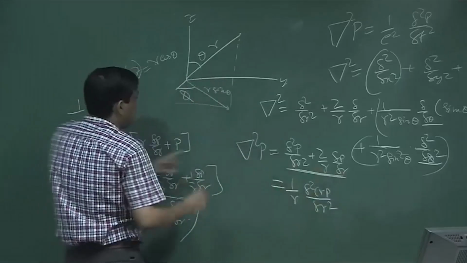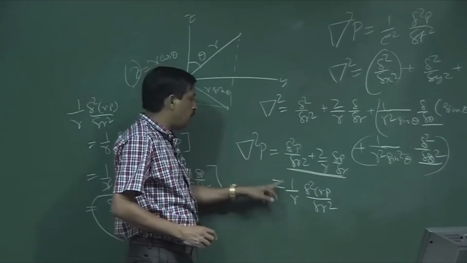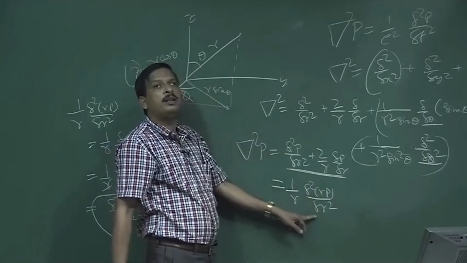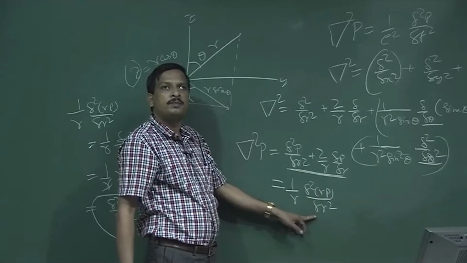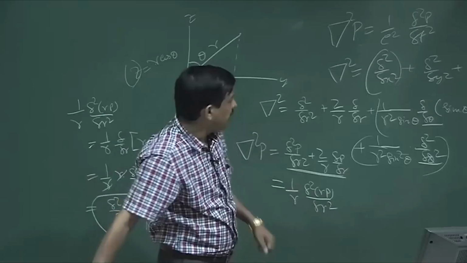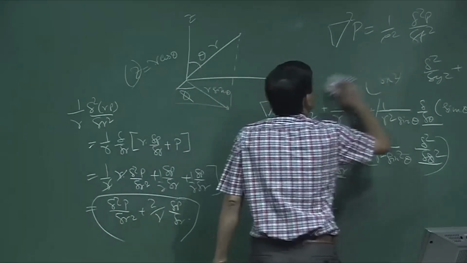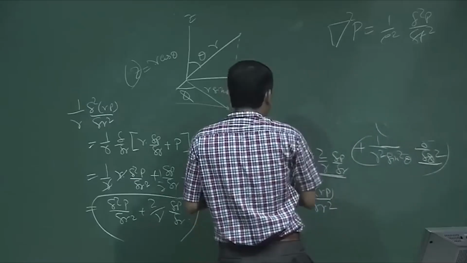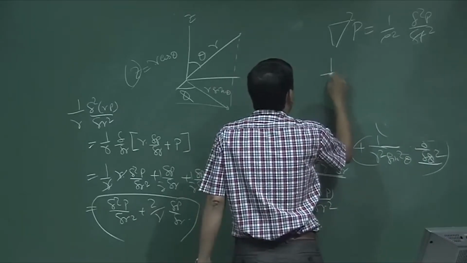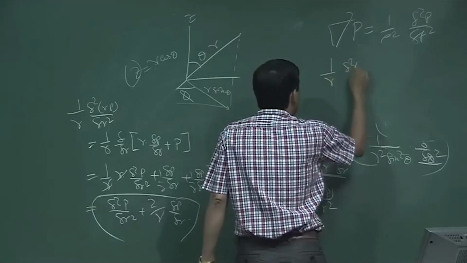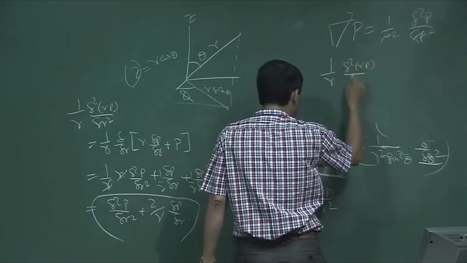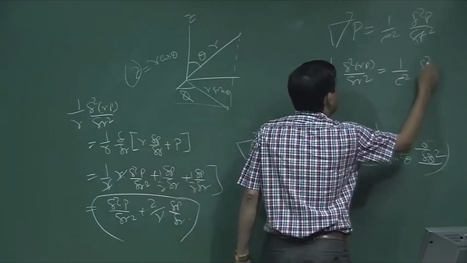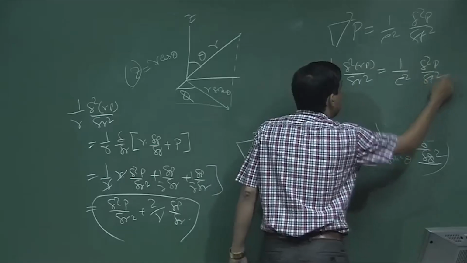So I can write del square p as 1 by r del square rp divided by del r square. Now I put this value into my acoustic wave equation. In the case of spherical wave propagation, it becomes 1 by r del square rp divided by del r square equal to 1 by c square del square p by del t square.